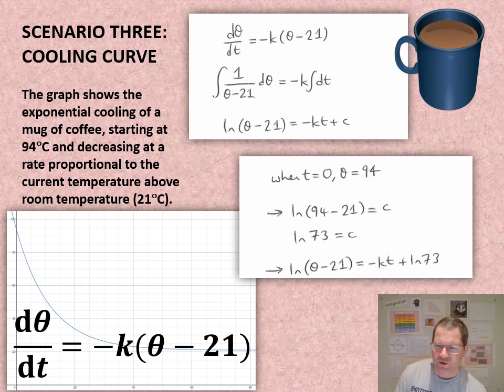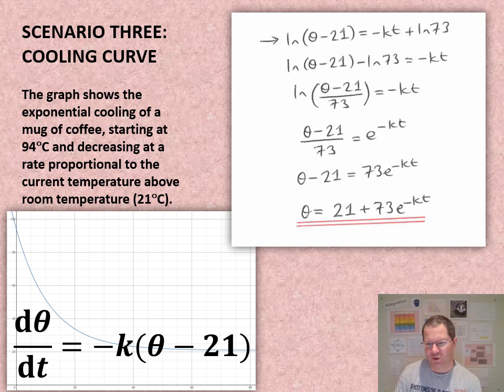So the initial temperature of the coffee was 94 degrees, so theta is 94 and t is 0. That gives us ln of 73 is equal to 0 plus c, so c is ln 73. Then we substitute that in, and we get ln of (theta minus 21) equals minus kt plus ln 73. And I'm sure you'll have noticed that throughout these videos I've said ln or log, and they mean the same thing every time.